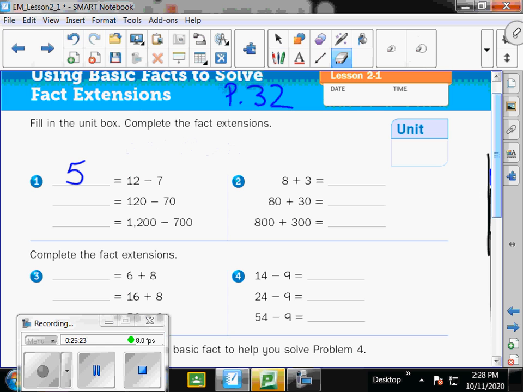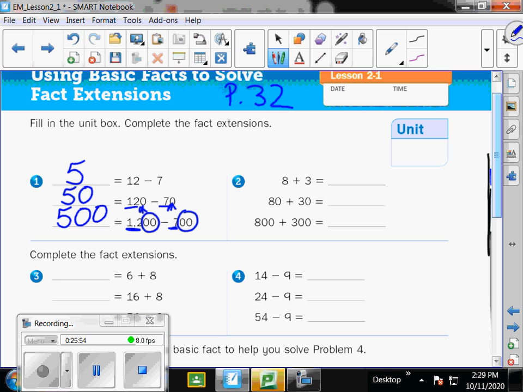All right, so now if I know that 12 minus 7 is 5, then these are the ones that I think are really, really easy. Because look, I still have 12 minus 7. It's just this is 12 tens minus 7 tens. So my answer is going to be 5 tens, which is 50. All right, same thing down here. I have 12 hundreds minus 7 hundreds. So my answer is going to be 5 hundreds.